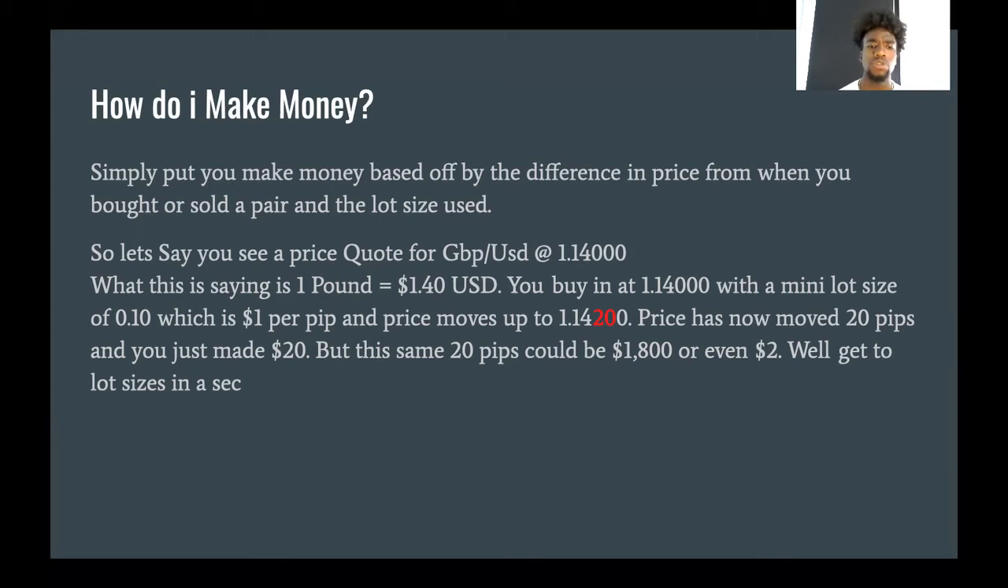So for each pip that it moves, you get $1. And we'll go over pips a little bit. So let's just say the price moves up from 1.14000 to 1.14200, right? So price has now moved up 20 pips. And with that lot size that you placed, you now just made $20 in the foreign exchange market, right? But those same 20 pips could also bring you in $1,800 or even as small an amount as $2, right? So that kind of gives you a scope of how the range of lot sizes can go.